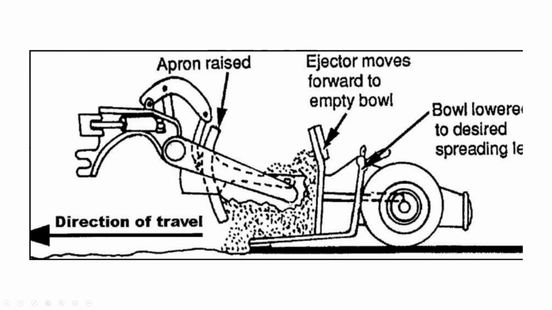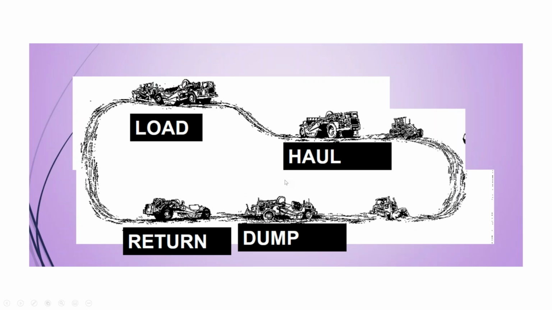We raise the apron. We still have the bowl. We set it to its desired elevation, so the thickness of the mat that we're going to put on, and the ejector is pushed forward, allowing us to move soil towards this cutting edge. So scraper operations are pretty straightforward, but they're different from dozer operations because dozers could theoretically work all by themselves. But most scraper operations are going to have several cycles. And let's take a look.